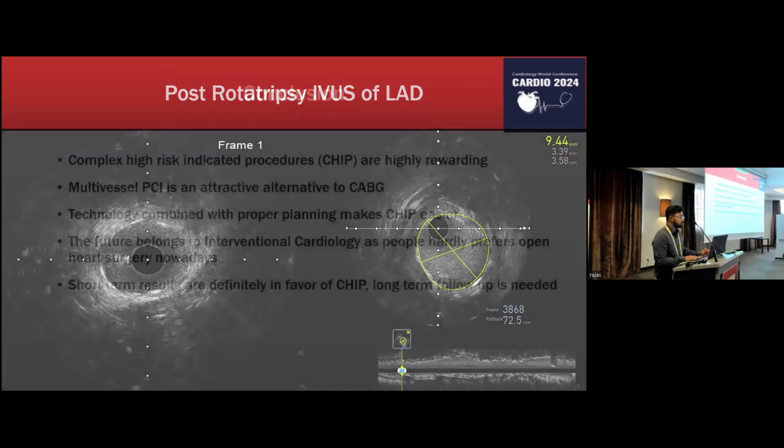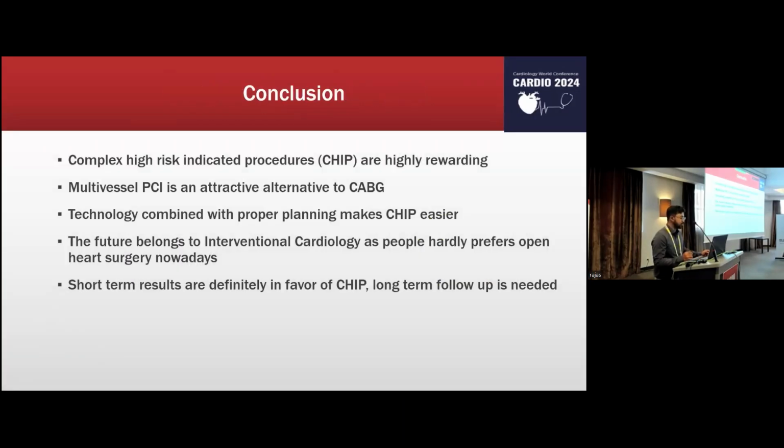So coming to the conclusion, it is a CHIP case, a complex, high-risk indicated procedure. These are difficult, but these are highly rewarding. Multi-vessel PCI is an attractive alternative to CABG. CABG option was given to the patient, but they have refused. They have requested to do PCI.